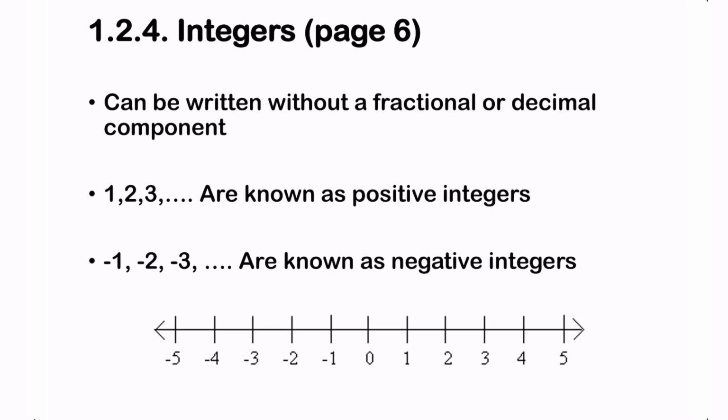So let's talk about a concept called integers. Integers can be written without a fractional or decimal component. 1, 2, 3, -1, -2. These are called integers, and we have positive integers and negative integers. And this is our generally accepted number line. So all of our positive integers extend through to infinity to the right and negative integers to infinity to the left.